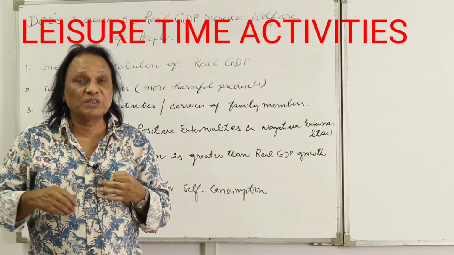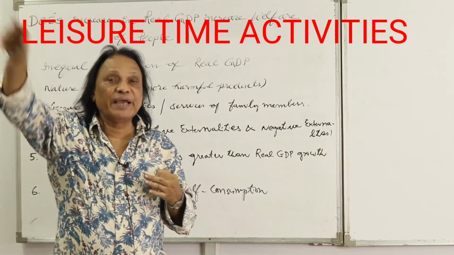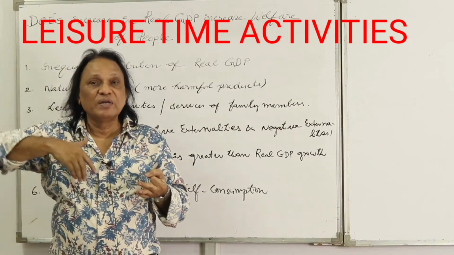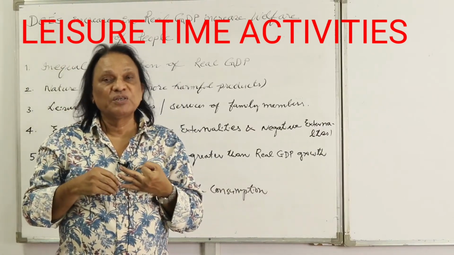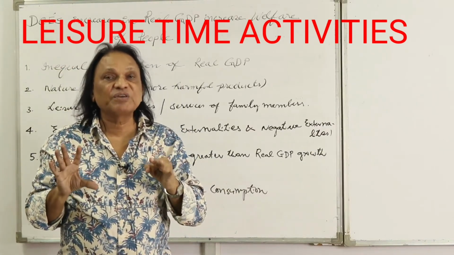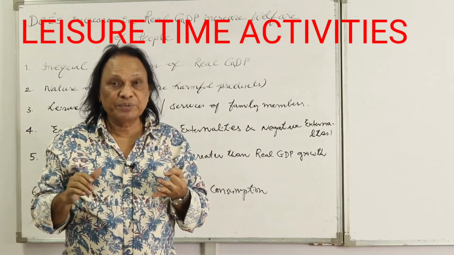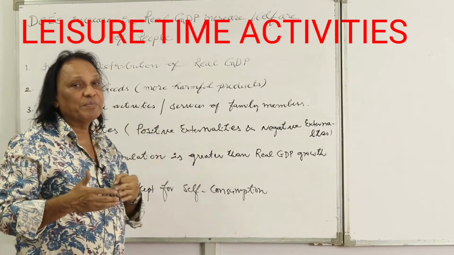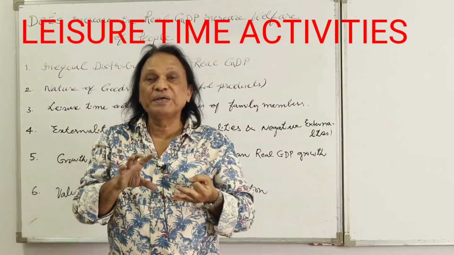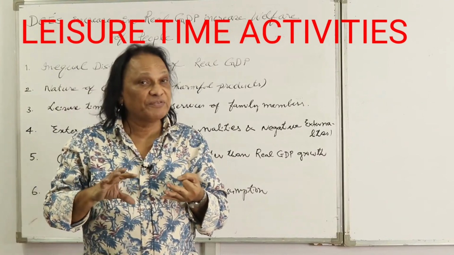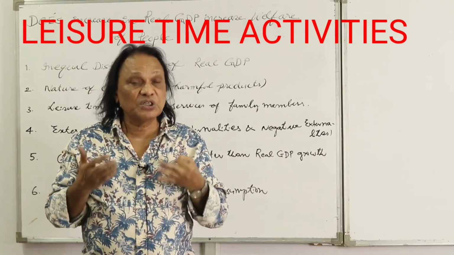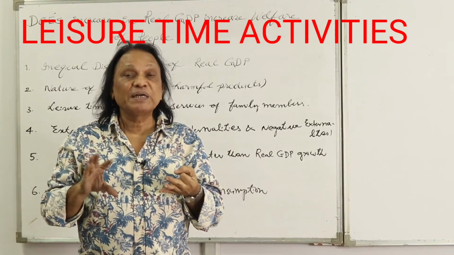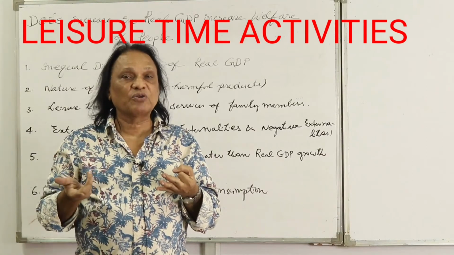Which are the leisure time activities? Maybe sports, games, maybe you are going for a morning walk, or maybe you have some hobbies. So these will definitely increase the welfare of the people. And even the services of family members, they help each other. Maybe the services of housewives, maybe the services of mothers, sisters, brothers. They increase the welfare of the people, but they are not included or estimated while calculating GDP.